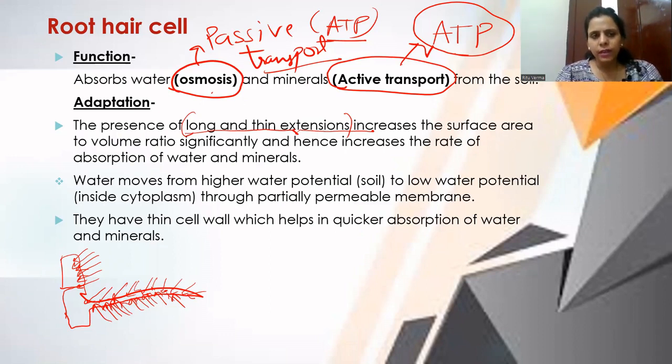The second adaptation is that water moves from higher potential, that is the soil, to lower potential inside the cytoplasm through a partially permeable membrane. And the third one is that root hair cells have a very thin cell wall. A very thin cell wall helps in quicker and faster absorption of water and minerals from the soil.